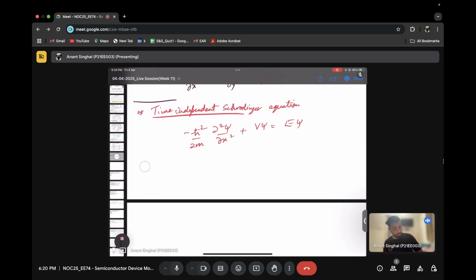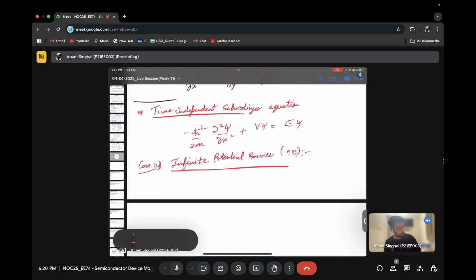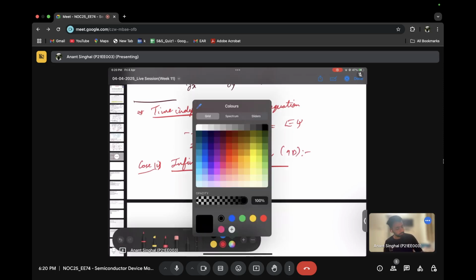For the first case, as we know, the potential profile depends upon where the electron is placed. So I'll be taking the first case, which is the infinite potential well, or infinite barrier potential well. People also call it that, I'll tell you why. And this is the 1D case, not the 3D one.